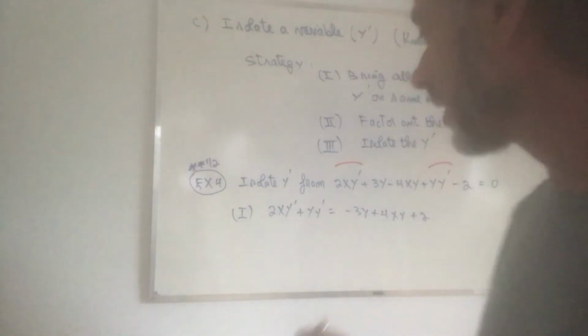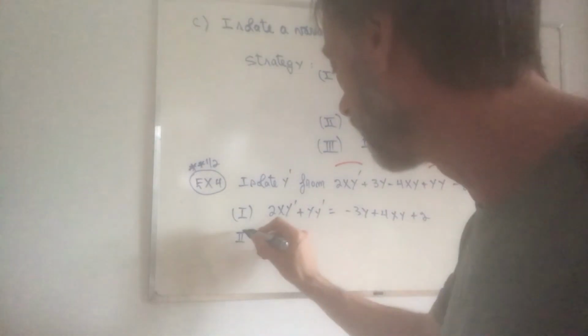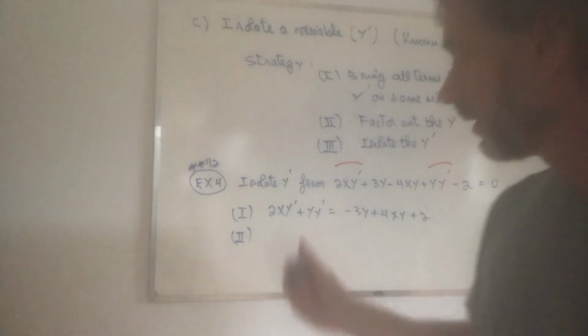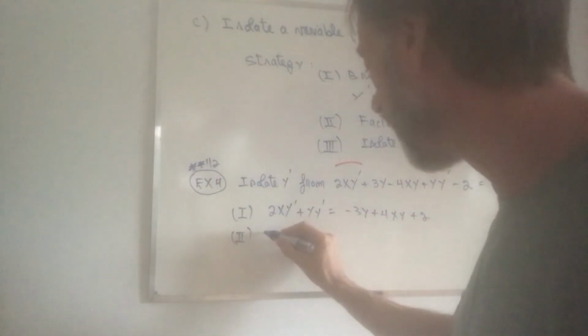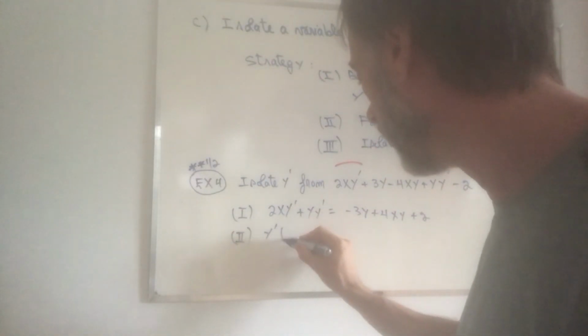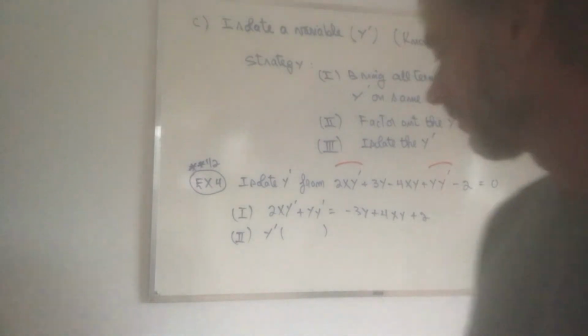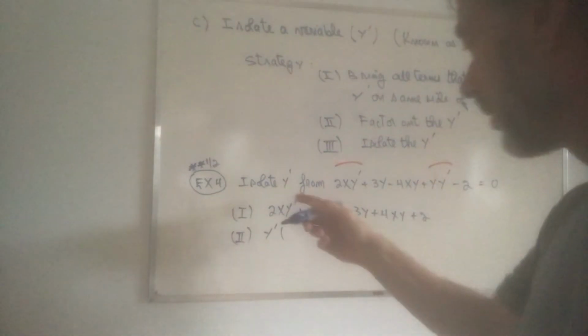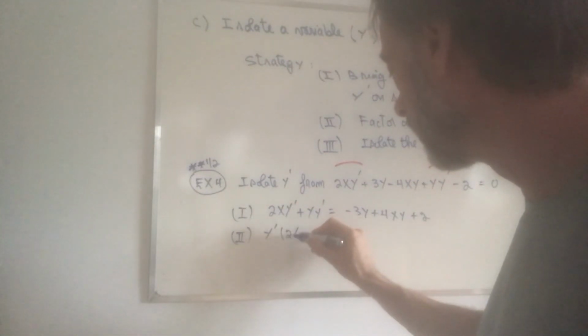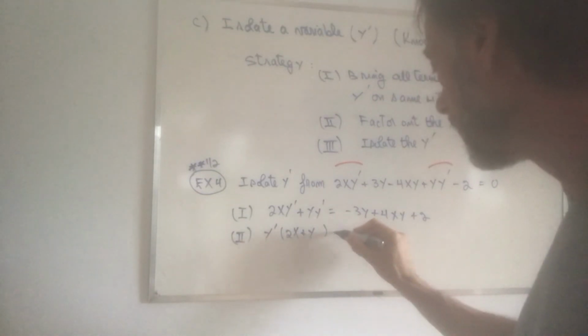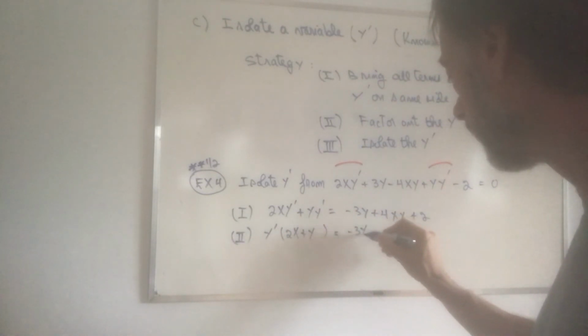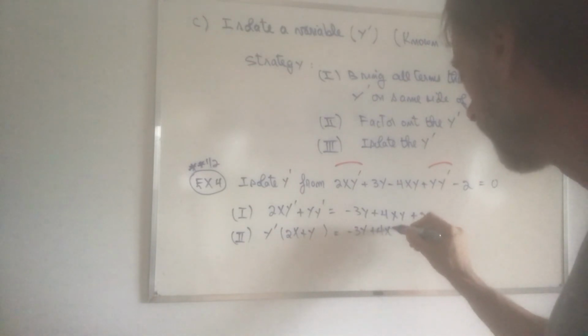We have actually brought all the y primes to the same side. Step two, get the y prime out of there by factoring it out. This is simple factoring of the y prime. Very easy step, isn't it? Take out the y prime from 2xy prime and y prime, leaving 2x plus 1. Nothing new happens on the right side. Nothing changes here.